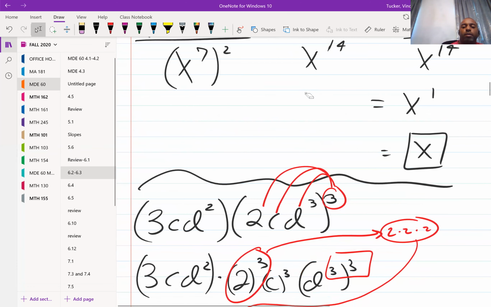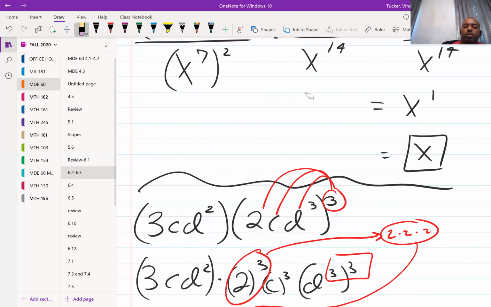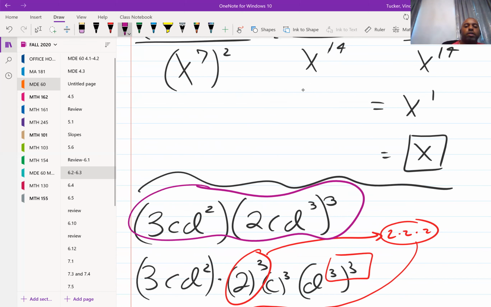All right, let me erase some of this stuff. All right, original problem right here: 3cd squared times 2cd cubed, raised to the 3rd power.